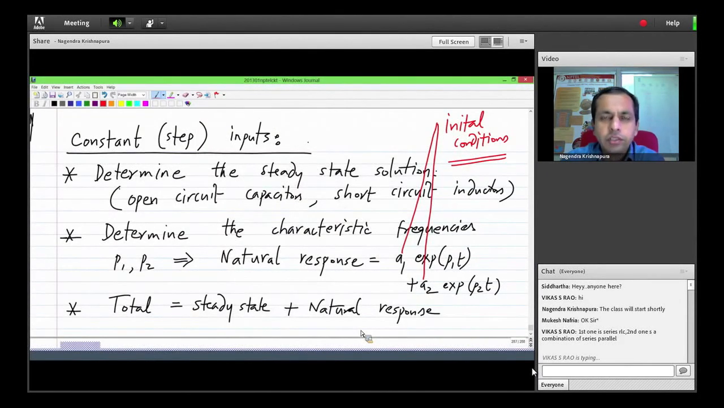In case of first order, there is only one characteristic frequency, and it does not matter what the values are. The characteristic frequency is always going to be negative. It is minus 1 by RC for a passive first order RC circuit. For an RL circuit, it will be minus R by L. So, in case of second order, there are three distinct classes of solutions, because there are three possibilities for the characteristic frequencies. In case of first order, there is no such thing. There is just one case, and it will always be an exponential.